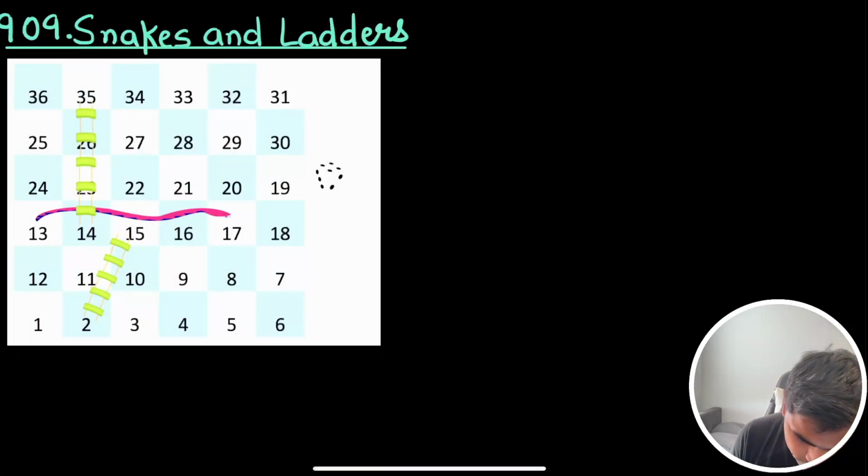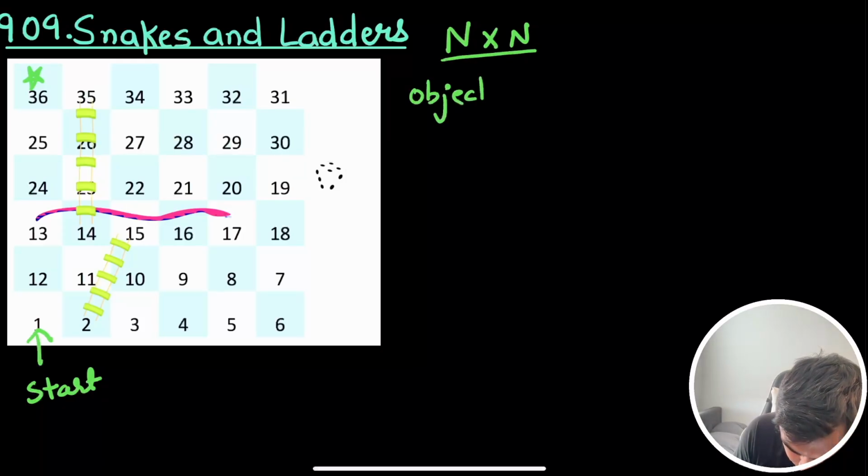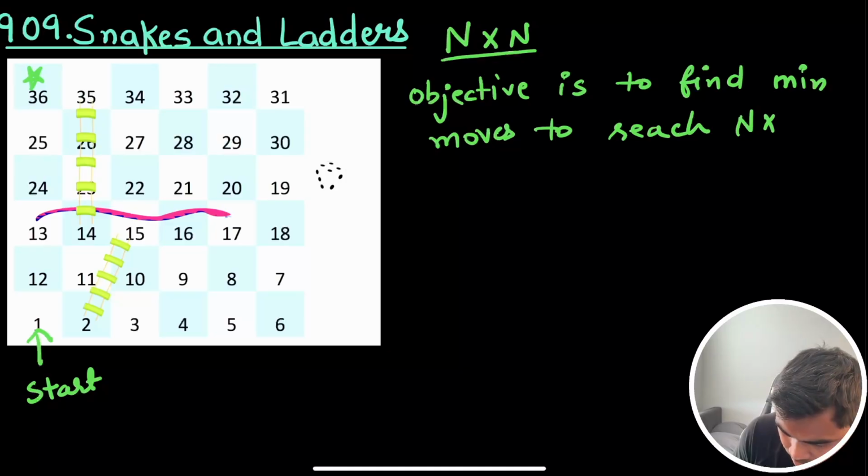So this is the board that's given to us, and the size of the board is n cross n. Now our starting position is 1. This is where we start, and this is the final position that we need to reach. Now, what is our objective? Objective is to find the minimum moves to reach n cross n.